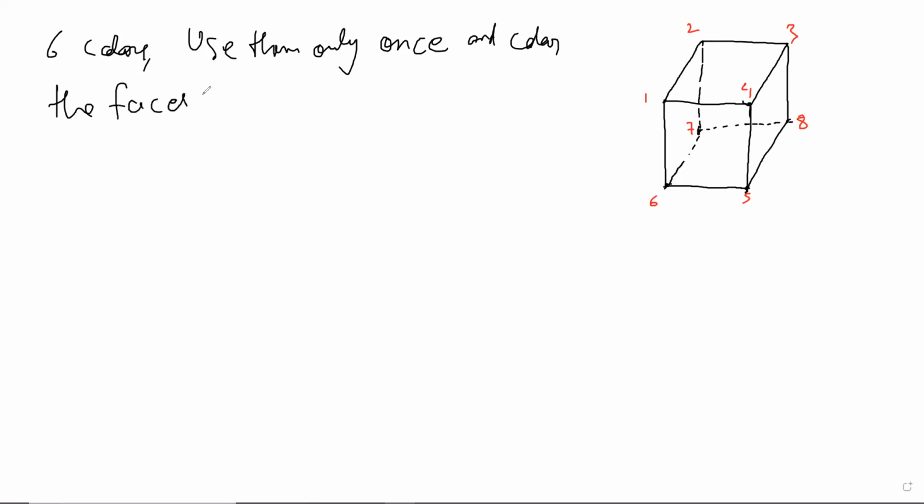Obviously the answer to this will be 6 factorial. How many ways can you do it if there are no conditions? 6 faces, 6 colors, simply 6 factorial. So obviously the question is not this.